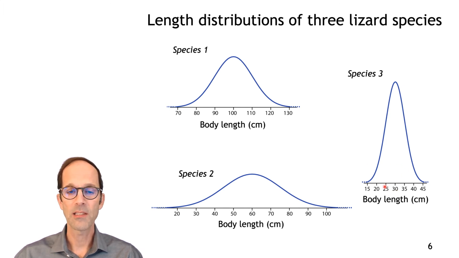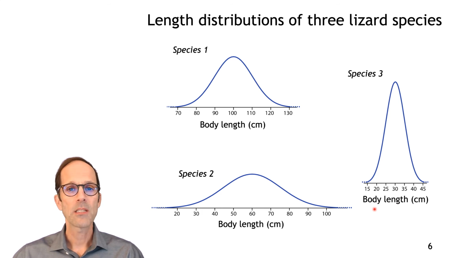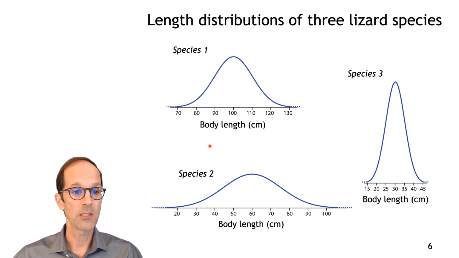It's very unlikely to see a lizard who's more than, say, 15 centimeters or so above or below the mean. So we see very different means, very different variances. What that means is if I have a lizard who's 80 centimeters long, what that means really depends on what species it is. An 80 centimeter long lizard of species one is actually a pretty small lizard, right? It's way over here in the left tail of the distribution. But if that 80 centimeter long lizard were instead in species two, that would actually be a pretty big lizard, well above the mean.